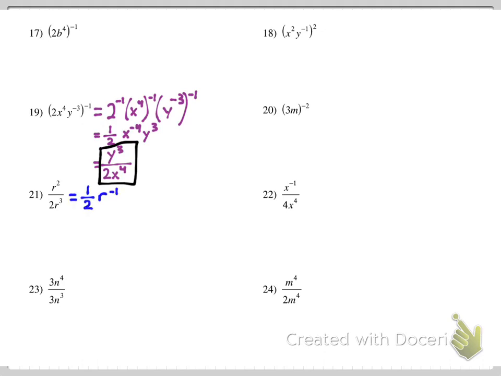Right below it will be the last one we'll do here. Notice that we have r squared on top and r to the 3rd on the bottom. Division means subtract the powers, so 2 minus 3 becomes negative 1. Well, that negative 1 can't stay like that, so we're going to write that r to the 1st in the denominator. So it's 1 over 2r, and we don't even need to put a 1 there because it's r to the 1st. We can just put 1 over 2r.